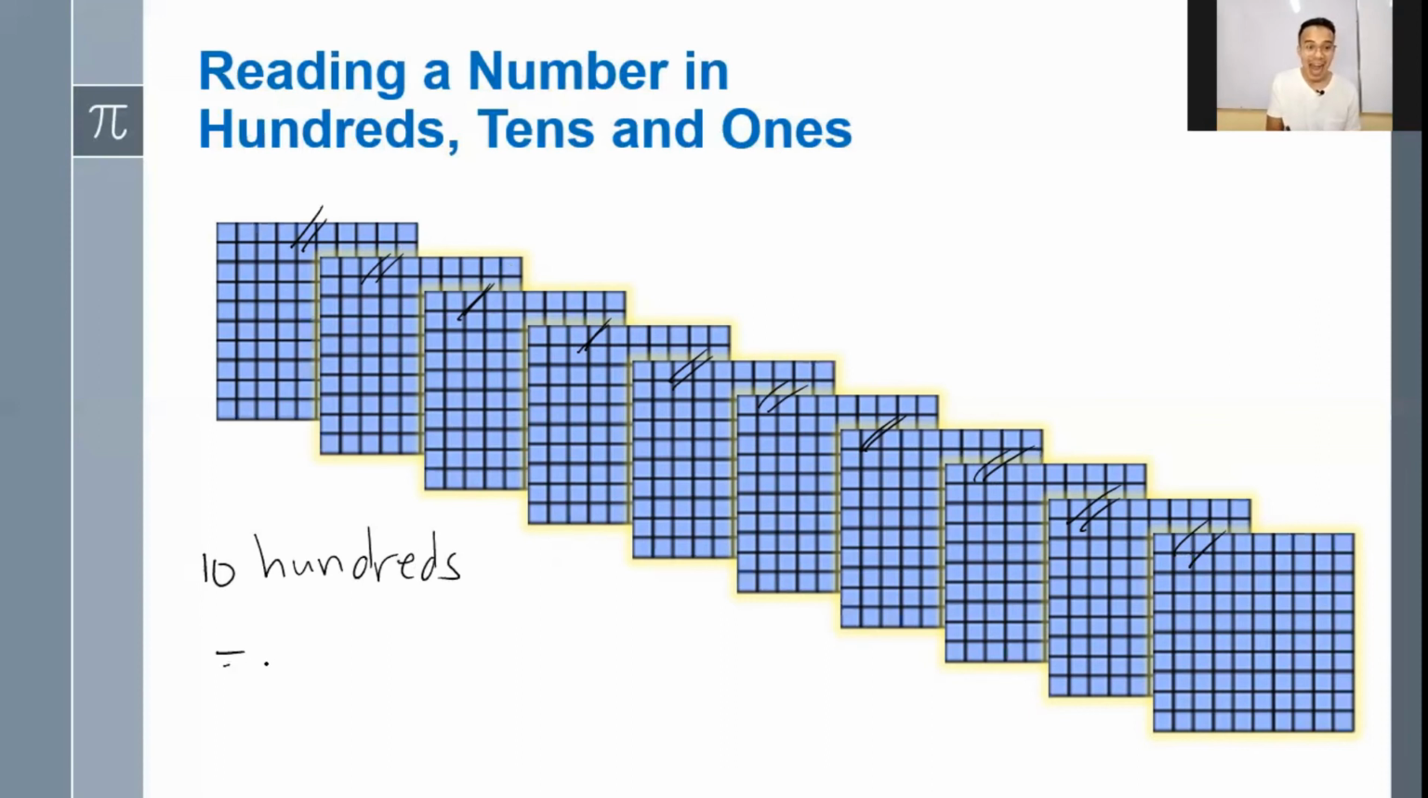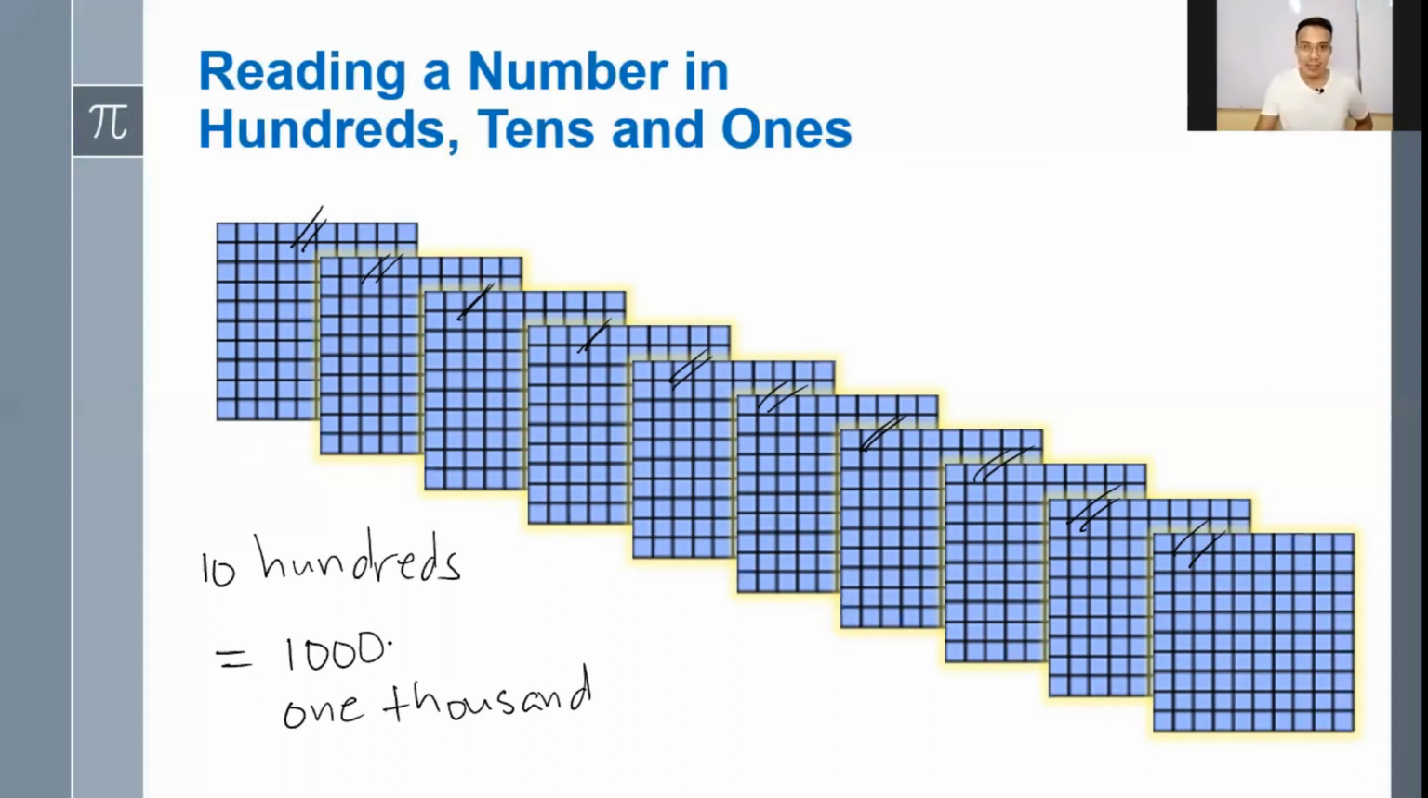And 10 hundreds is the same as 1,000. So this is the number 1,000. Okay? It's a number 1 followed by 3 zeros. So that's how you count numbers. I mean, you count the blocks properly. You may count the hundreds, the tens, and the ones, or you can count all of them.